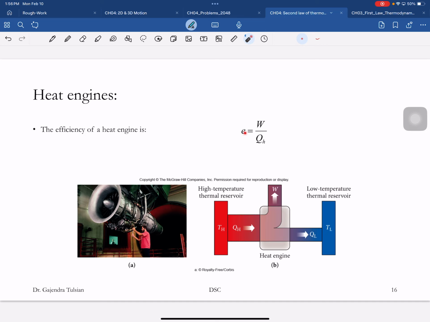Okay, the efficiency of a heat engine is how much work you got out of it by absorbing this much heat. That's the efficiency of a heat engine. Okay? Of course, you want this to be 1, but you can forget about that.